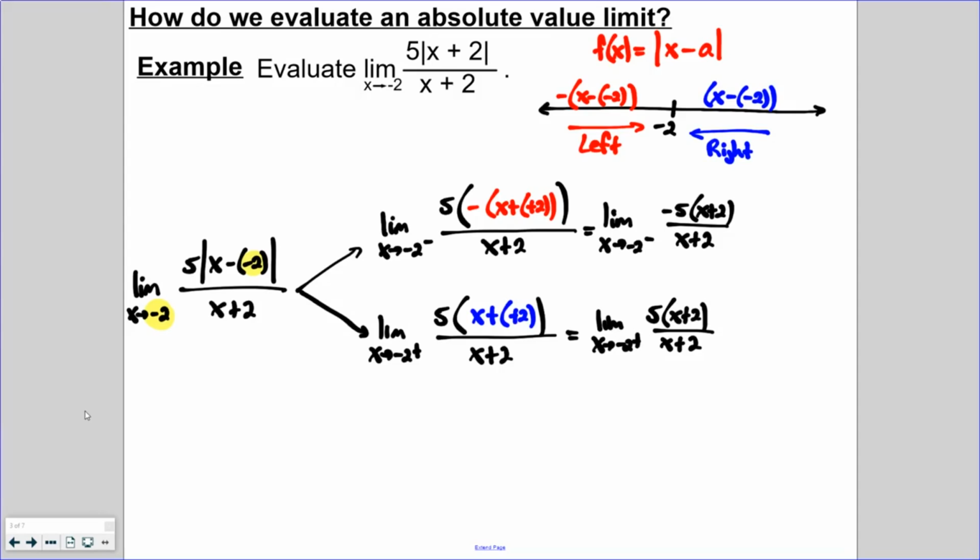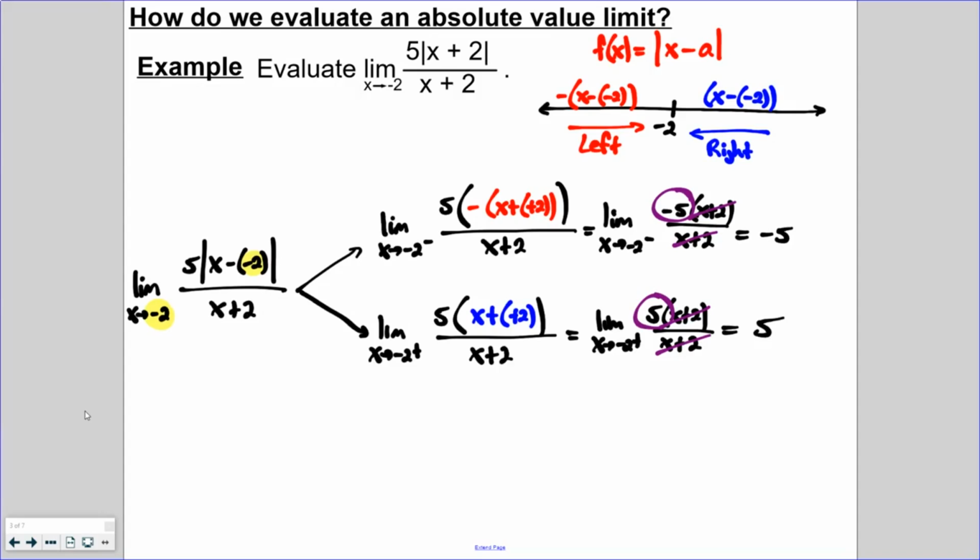Well, then if we look at these limits, the left-sided limit, that expression has an x plus 2 in the top and an x plus 2 in the bottom, so that'll cancel out. Same thing with our right-handed limit, x plus 2, x plus 2. So that means for our left-handed limit, we're just left with a limit of negative 5. And we know the limit of a constant is just a constant, so that'll be negative 5. And then for our right-sided limit, we're left with positive 5, and the limit of positive 5 is going to be positive 5.